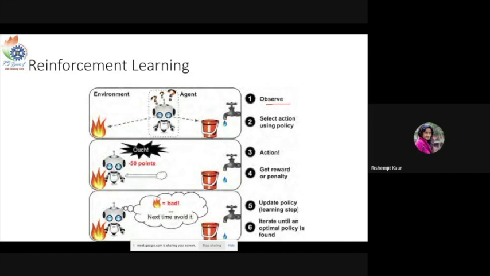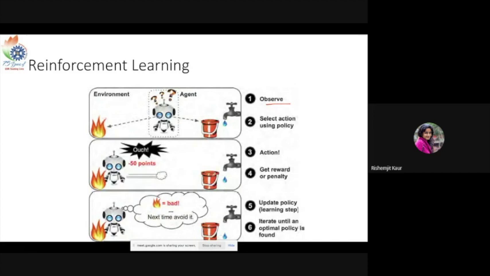Let's say it took the action of moving in this direction, then it either gets a penalty or a reward. In this case, it will get the penalty. So it will know that this is the step that should be avoided the next time. It should learn its behavior, update its policy, and iterate until the optimal solution or policy is found.